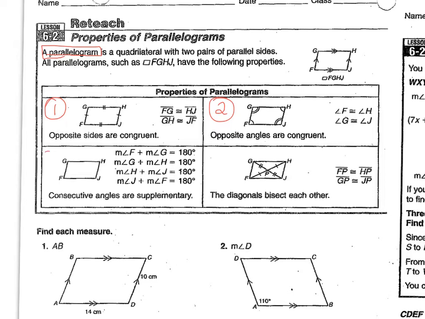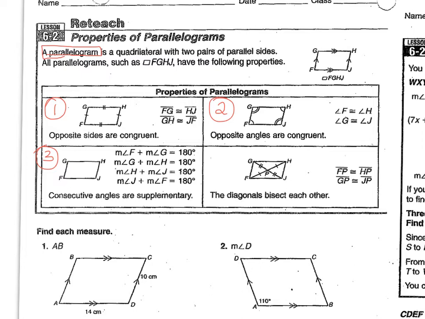Third property. In the third property, it says if you have consecutive angles, consecutive means right next to, that are supplementary, add up to 180. So if you have angle F and G adding up to 180, and G with H adding up to 180, and H with J adding up to 180, J with F adding up to 180, those 4, then you can also say this is a parallelogram.